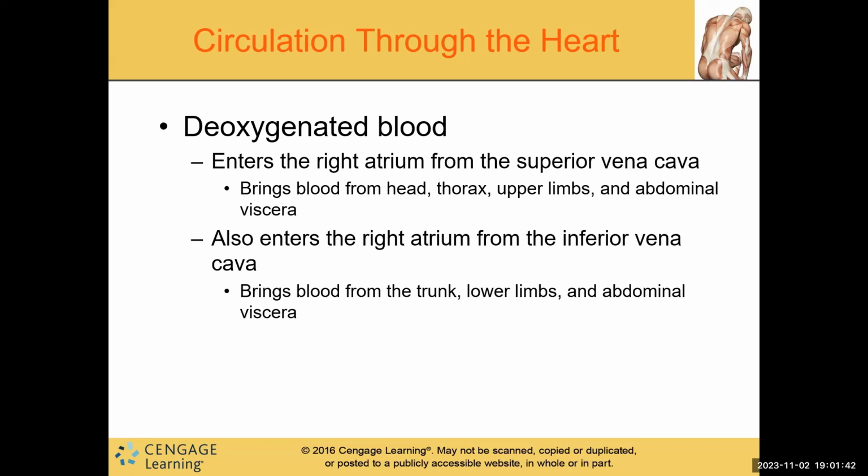So that's for the right atrium, coming from the superior vena cava. So superior vena cava into the right atrium, blood from the head, thorax, upper limbs, and the abdominal viscera. It also enters the right atrium from the inferior vena cava, and it brings blood from the lower part of the body, the trunk, lower limbs, and the abdominal viscera. Actually, both do the abdominal viscera.